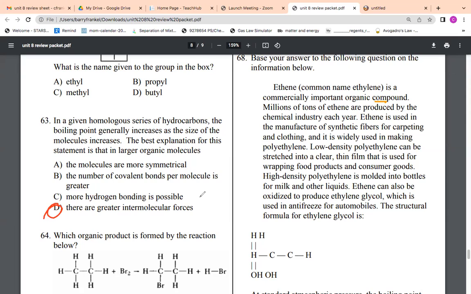And again, when you're talking about organic compounds, the bigger the molecule or the heavier the molecule is, the longer that carbon chain is, the harder it's going to be to get it to boil. So its intermolecular forces are going to be on the stronger side, and its boiling point is going to be relatively high in comparison to smaller hydrocarbons.